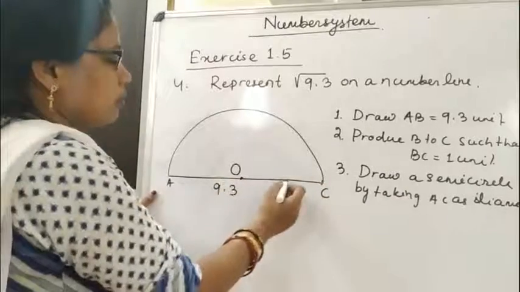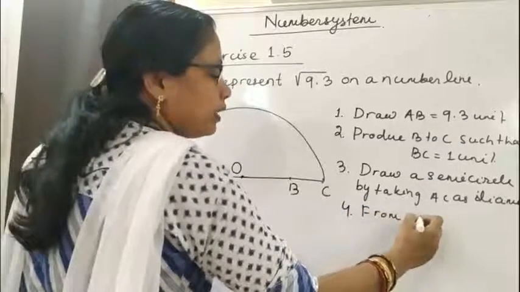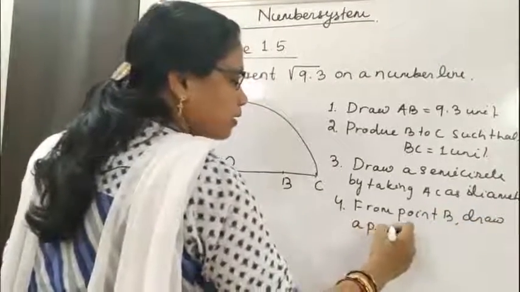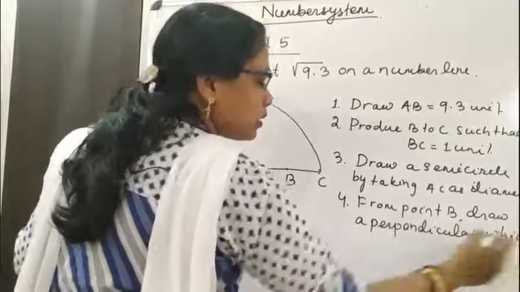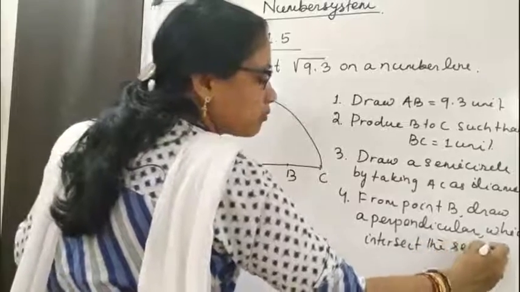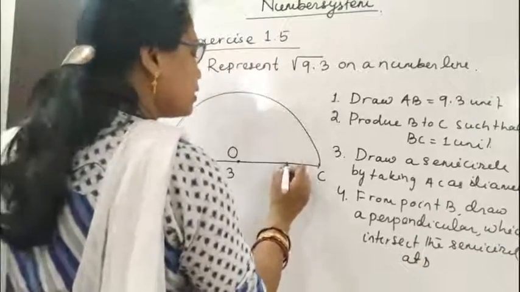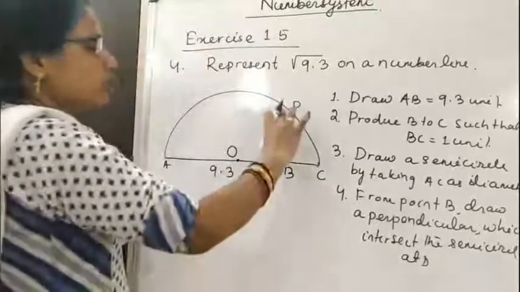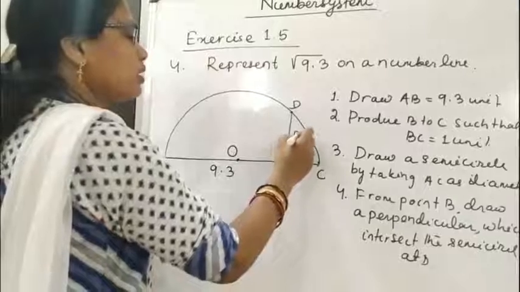Next, from point B draw a perpendicular which intersects the semicircle at D. So BD will be root over 9.3. This is root 9.3.